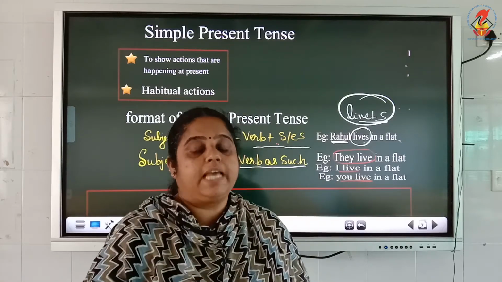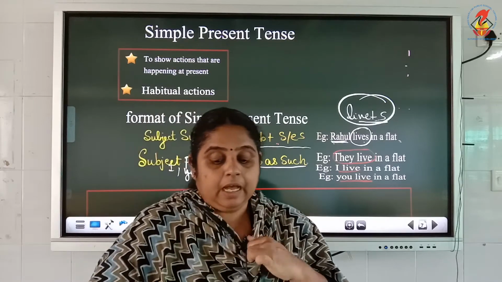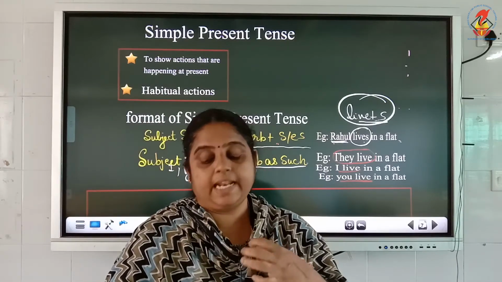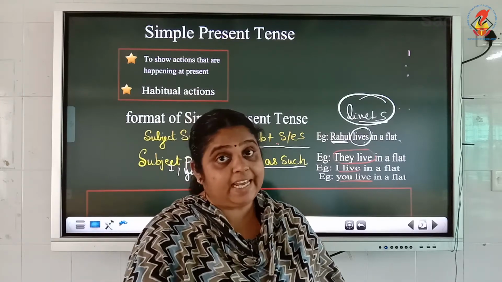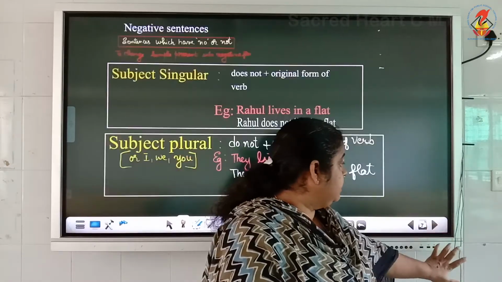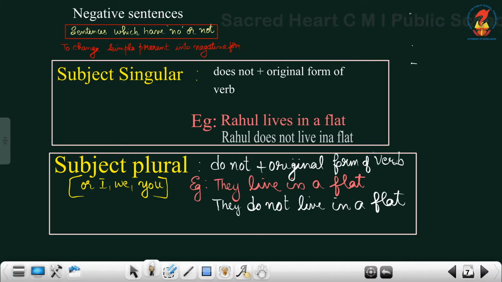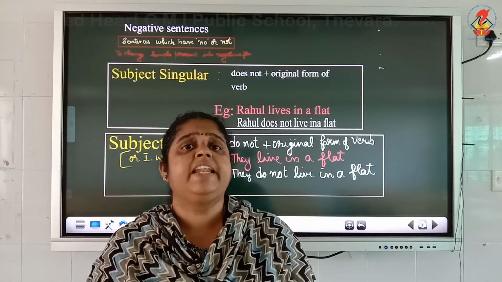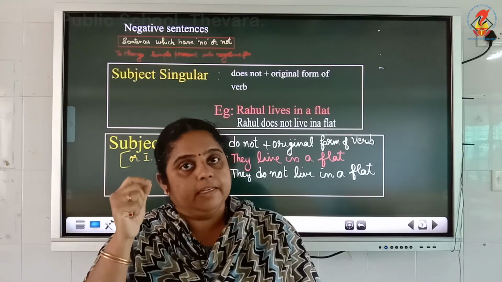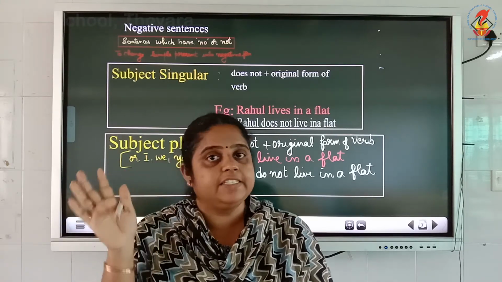Now what I want to tell you is about negative sentences. What are negative sentences? Do you know what are negative sentences? Yes, last year we studied. Negative sentences are sentences which have a no or a not in them. If a sentence is having no or not in it, we say that it's a negative sentence.